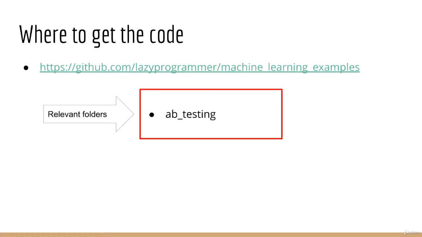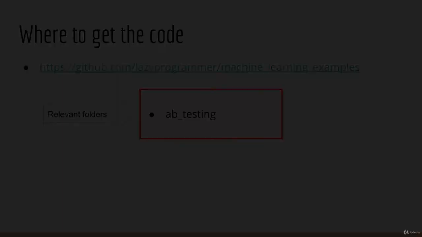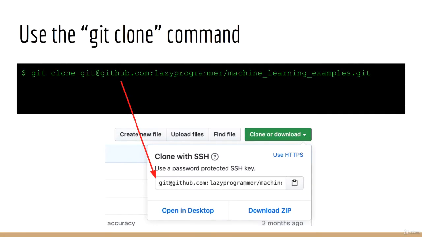In this lecture, I'm going to describe where to get the code for this course. The code for this course can be found on my GitHub page, github.com/lazyprogrammer/machine_learning_examples. The relevant folder for this course has been noted on this slide. In order to get the code, I would strongly recommend using the git clone command. I repeat, use the git clone command. If you're having difficulty using the git clone command, then as a last resort, you can simply use the download button.